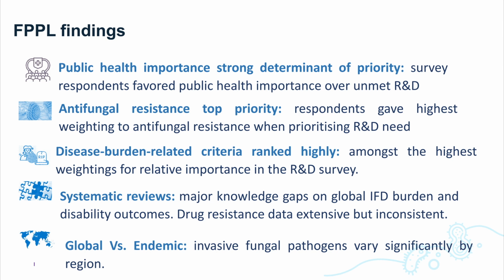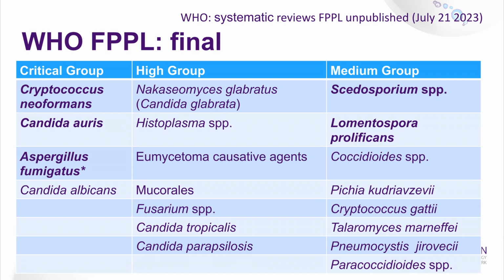Public health importance was a strong determinant of priority, and most respondents favored public health importance over the unmet R&D needs. Antifungal resistance was also a top priority, although not as important as the public health importance. Disease burden related criteria also ranked highly. The systematic reviews were done, and a global view was entertained, as well as an endemic view. And the final outcome, here we have it, the critical group: neoformans, auris, and fumigatus. And this is fumigatus sensu stricto. We're not talking about the cryptic species, rightly or wrongly, but we can't focus on everything at the same time. And Candida albicans also sneaked into the critical group.